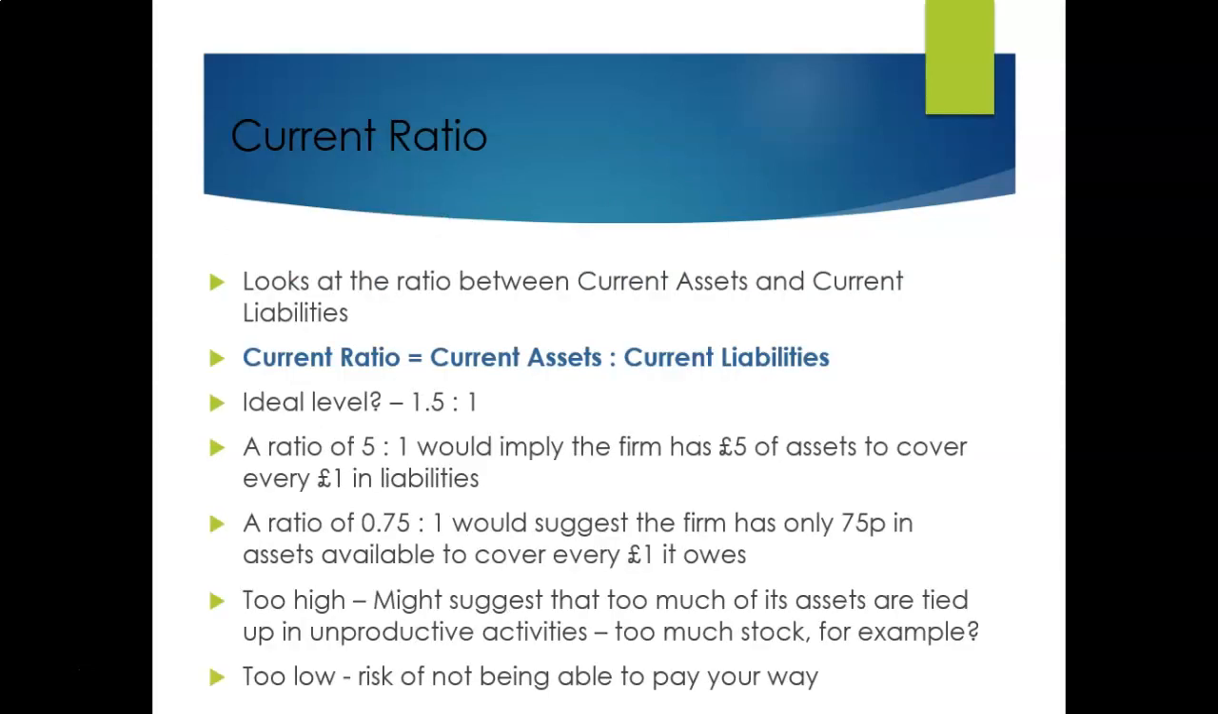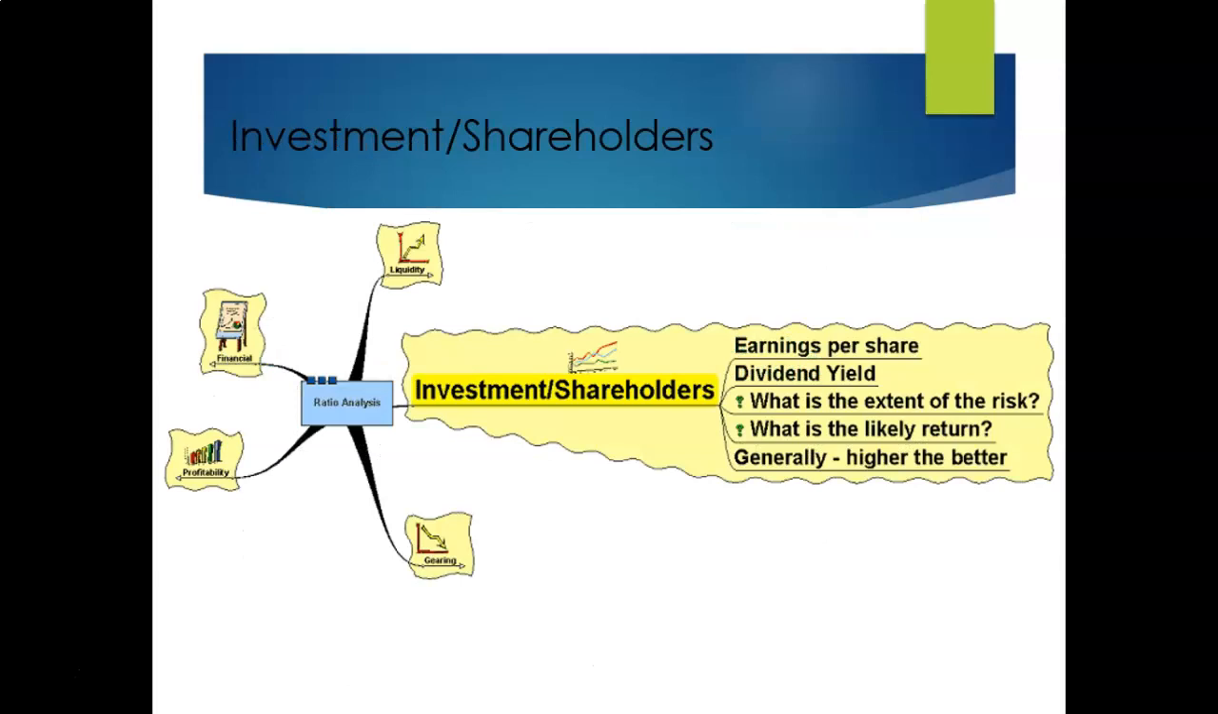Second, as discussed, is the current ratio, and current ratio is nothing but current assets to current liabilities, the ideal being 1.5:1. That means the current assets I have in the company are 1.5, whereas my liability is only 1. So if this ratio is too high, it might suggest that too much of the assets are idle. If it is too low, then the risk of not being able to pay is on its way.